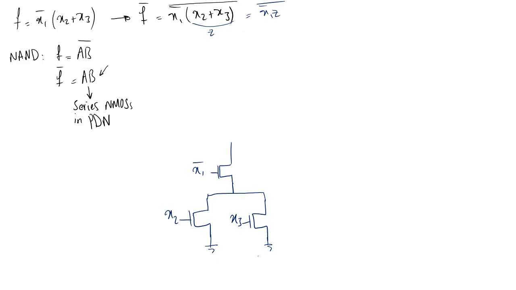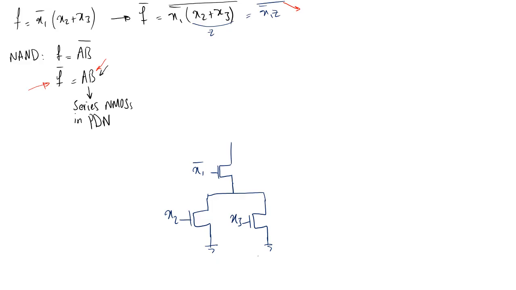But wait, this is not my F. There's something that we shouldn't forget, and that's the big bar up here, right? When we were doing F bar for the NAND gate, we didn't have the big bar on top of the AB. That's why I didn't need to do anything extra. So we're going to get there, but first let's do the pull-up network.